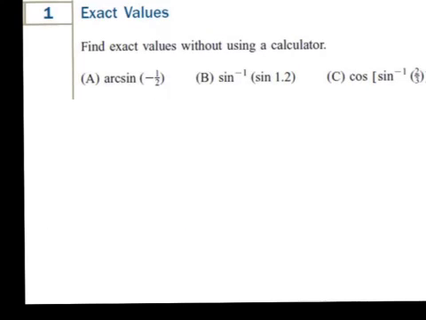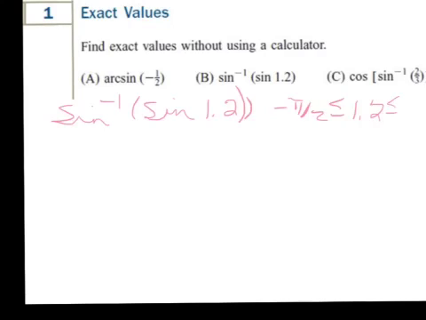Okay, so now let's move on to B. Okay, let's do B, and in B we've got the sine inverse of the sine of 1.2. And again, we still want to make sure that our value is okay. So we want to check that negative pi over 2 is less than or equal to 1.2, which is less than or equal to pi over 2. 1.2 is within that range, so because you have the inverse and the regular sine, your answer is going to be 1.2. All right, let's go to C.